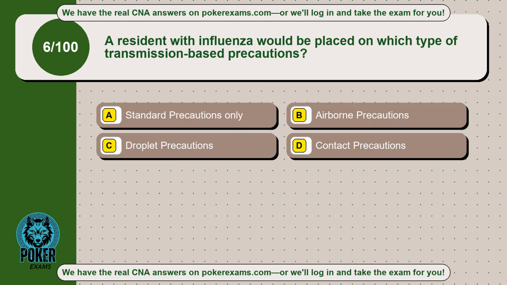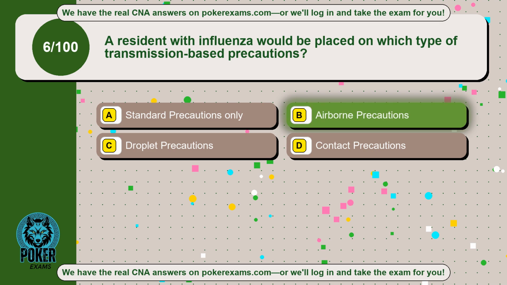Question 6. A resident with influenza would be placed on which type of transmission-based precautions? Option A, standard precautions only. Option B, airborne precautions. Option C, droplet precautions. Option D, contact precautions. The correct answer is option B, airborne precautions.